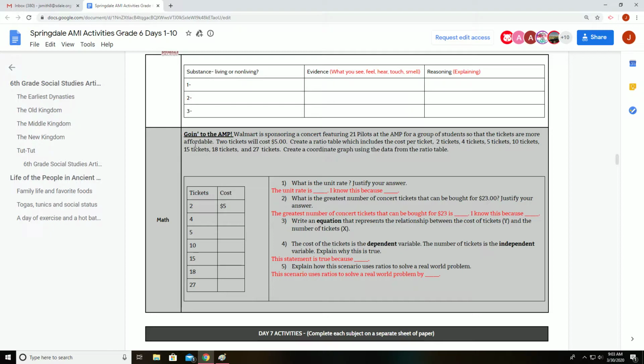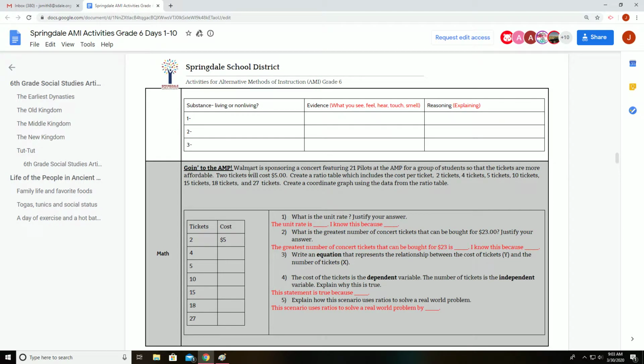So we are going to the AMP. Walmart is sponsoring a concert featuring 21 pilots at the AMP for a group of students, so the tickets are more affordable. Two tickets will cost $5. Create a ratio table which includes the cost per ticket, two tickets, four tickets, five tickets, 10 tickets, 15 tickets, 18 tickets, and 27 tickets. That's your table right here.